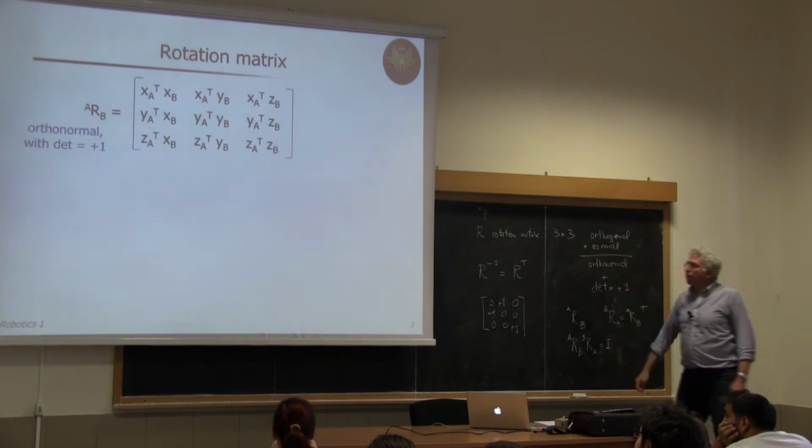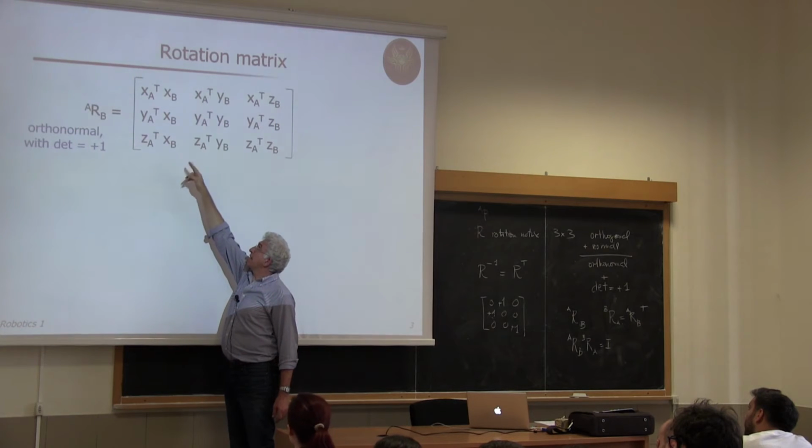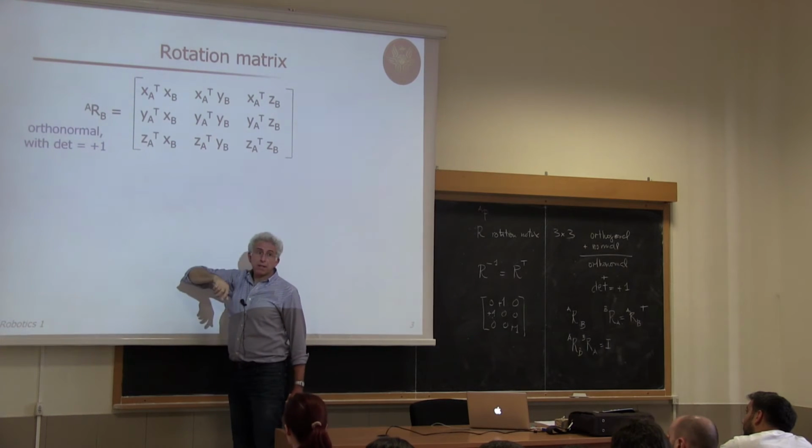So, if we want to write it more explicitly, here you see that I'm taking the three unit vectors xa, ya, and za, and I'm projecting them along xb. Restart. I'm taking the unit vector xb and I'm projecting it along xa, ya, and za. So I'm doing the scalar product of xb and xa. So xa transpose is a row times xb a column.